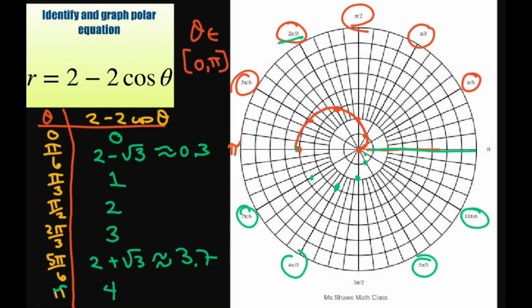And then you just kind of swing this around. And there's your heart-shaped cardioid.